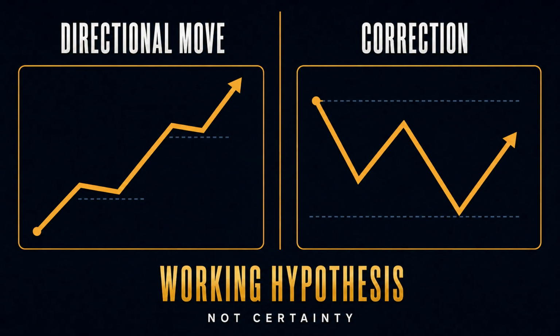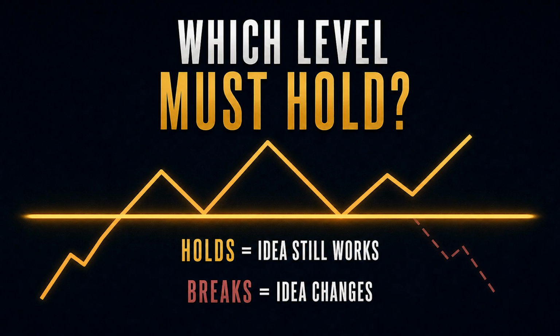The labels are not a prediction with certainty. They are a hypothesis that new price data can support, weaken, or prove wrong. The key question is simple. Which level must remain intact for the current idea to keep working?